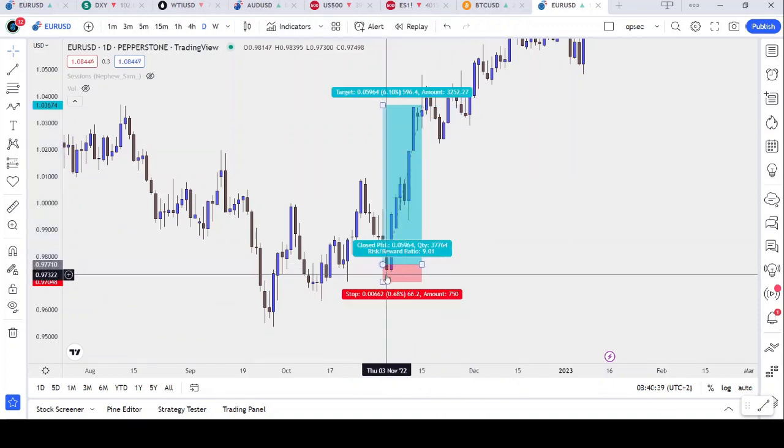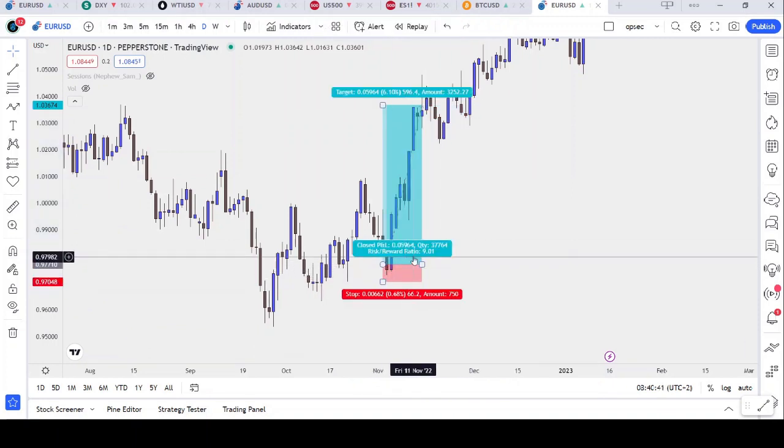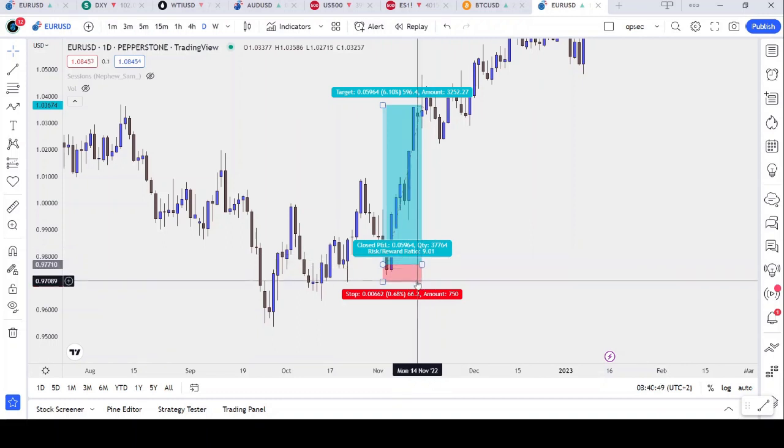And then I could see, okay, so the risk to reward is 9. So if I risk $100 on this, I will make $901 on this. And the stop loss size is 66.2 pips. So now I can start calculating how much size I gotta go in with, and so on.